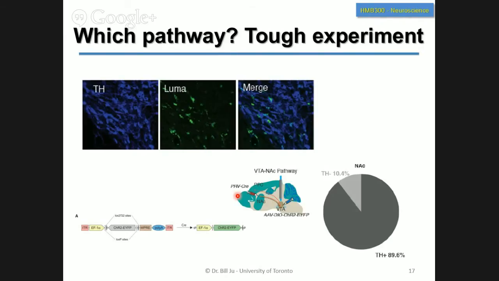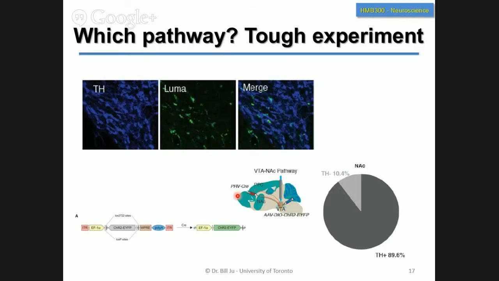I just showed you this previous slide. PRV, what is PRV? Pseudorabies virus, a retrograde tracer. So in other words, if you inject it in the target, where does it go? It goes back to its origin, the origin being the VTA, right?